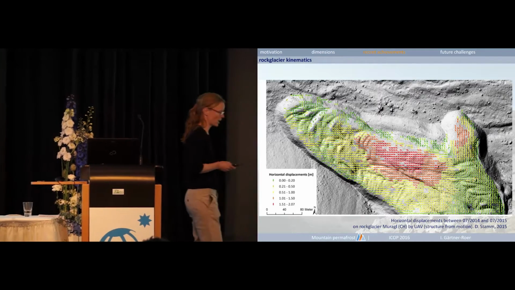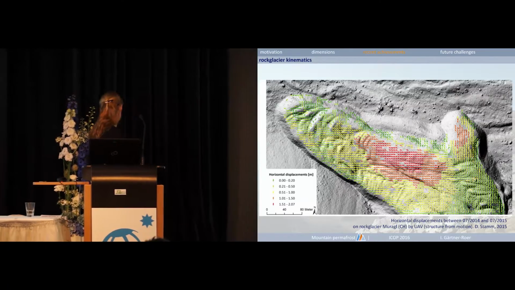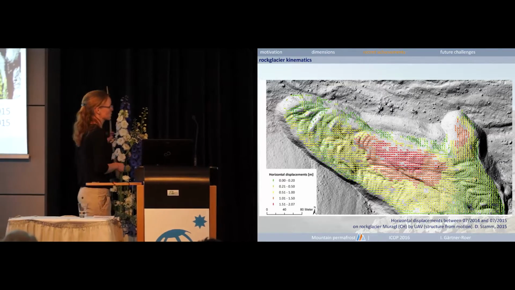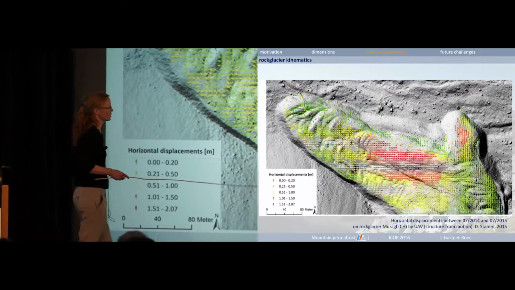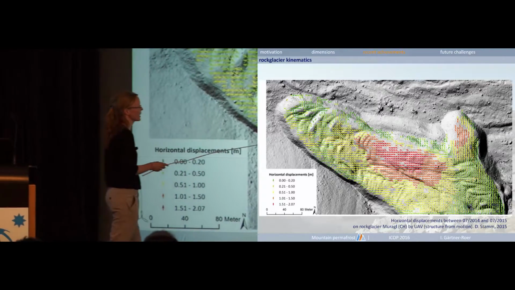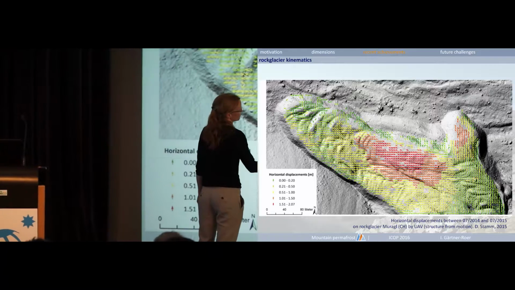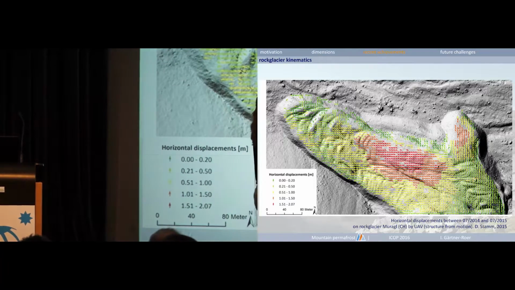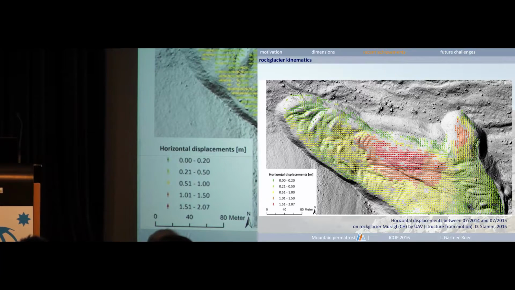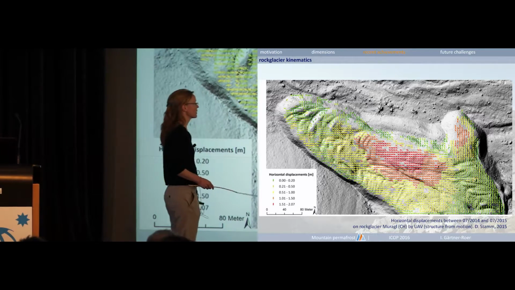You see the annual rates, the flow fields on the rock glacier Muragl, situated in the Engadine. You see these flow fields nicely. We have the highest velocities up here, 1.5 meters to 2 meters per year. We also have this small lobe, which is this breakout lobe here.